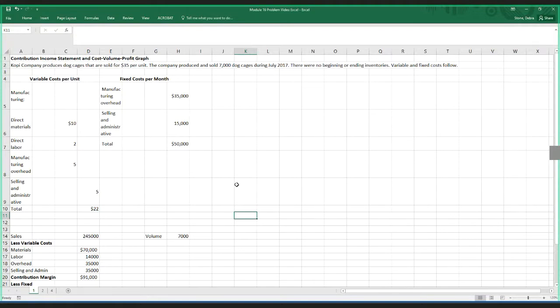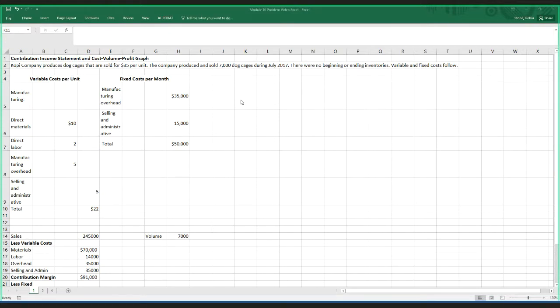This is the contribution income statement, cost, volume, profit. Basically, that's what we're working on here. That's the point of this problem. The Kobe Company produces dog cages that are sold for $35 a unit. The company sold 7,000 cages.